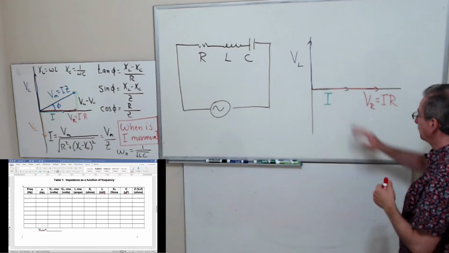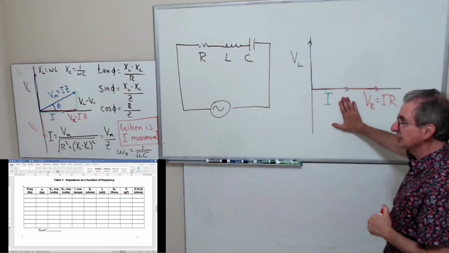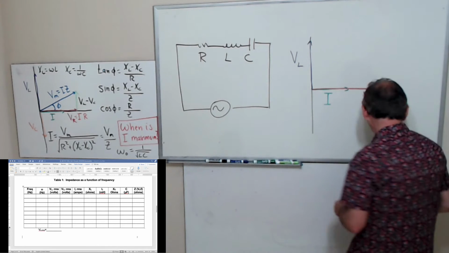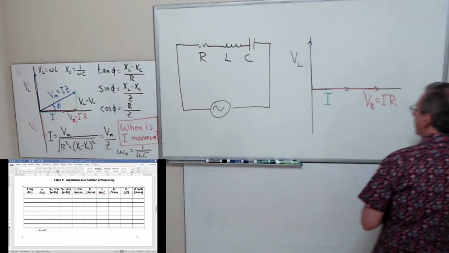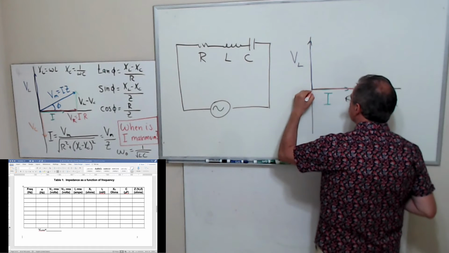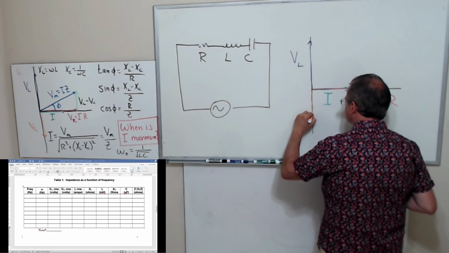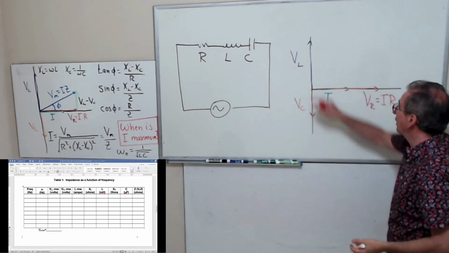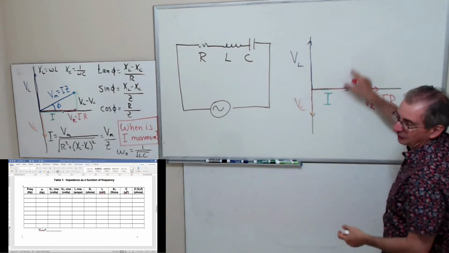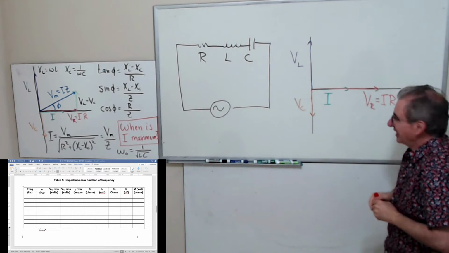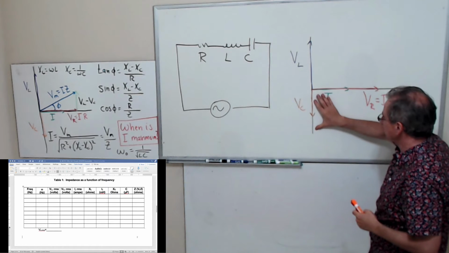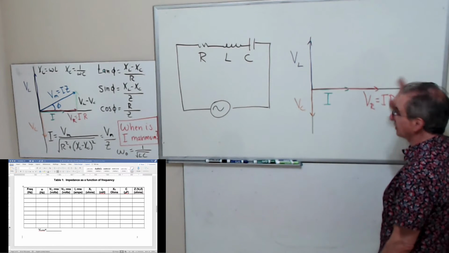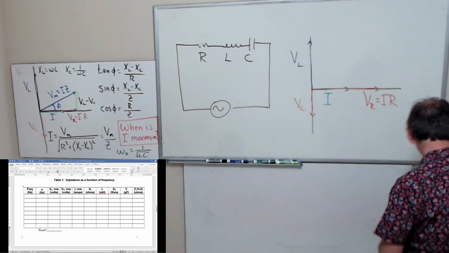And then I know the current leads the voltage across the capacitor by 90 degrees. And so then I will draw V sub C. By the way, I arbitrarily draw this to be longer than this so I can write everything in the first quadrant. It's possible V sub C can be longer than V sub L, but I'm just doing it because I want to draw everything in the first quadrant, okay?